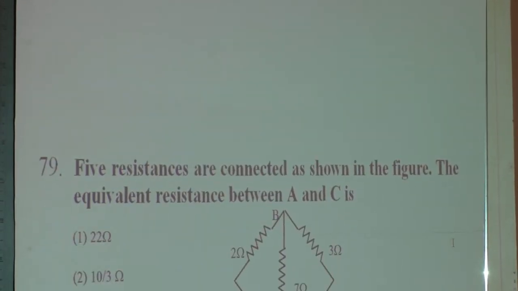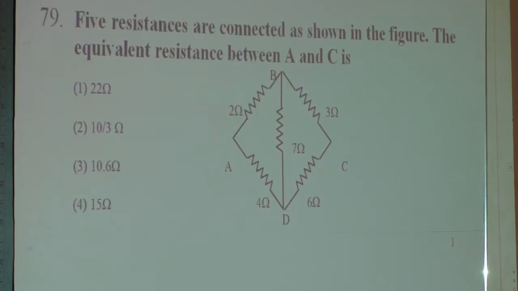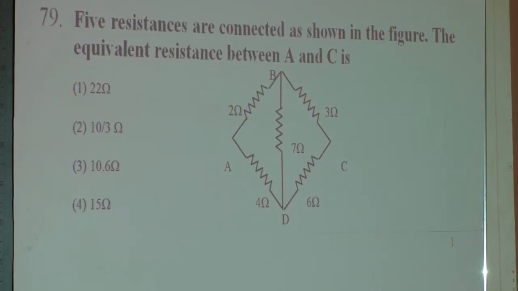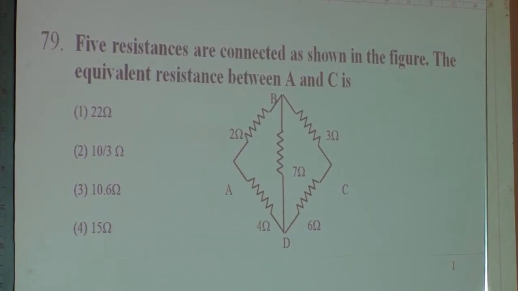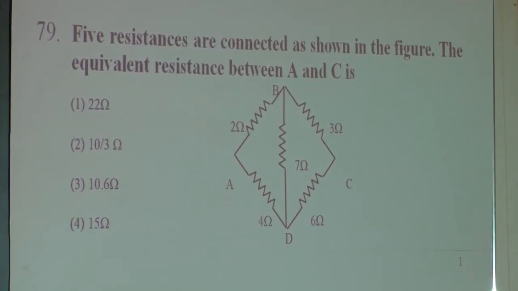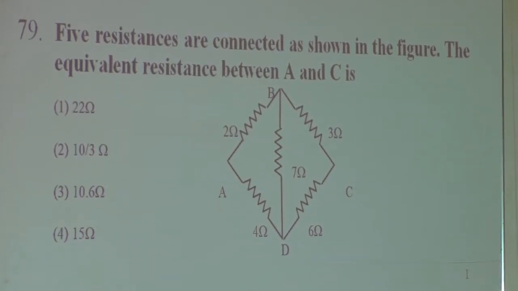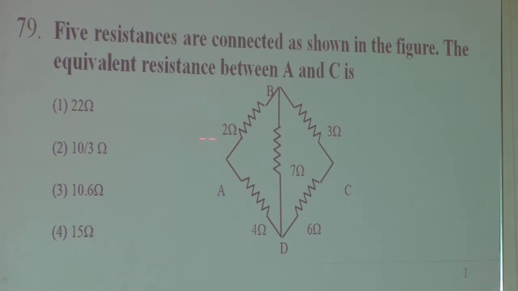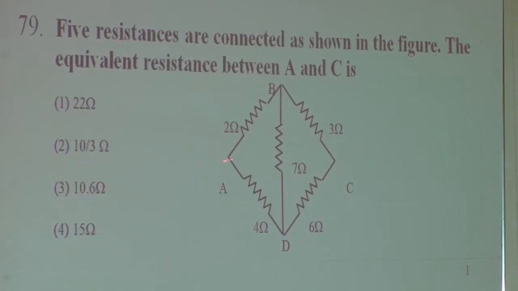5 resistances are connected as shown in the figure, ABCD. The equivalent resistance between A and C is, A and C, okay. Actually, A and C should be here, so the diagram is shifted a little bit. A is here, C is here. Please correct it yourself. This is A and this is C. This is B and this is D.